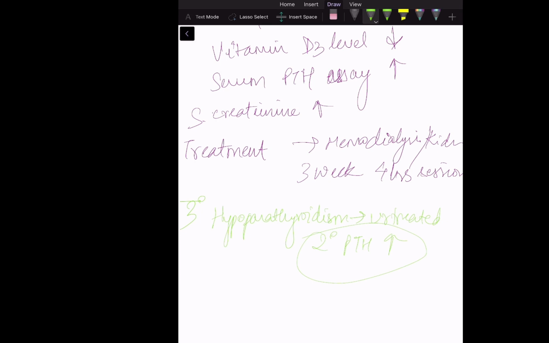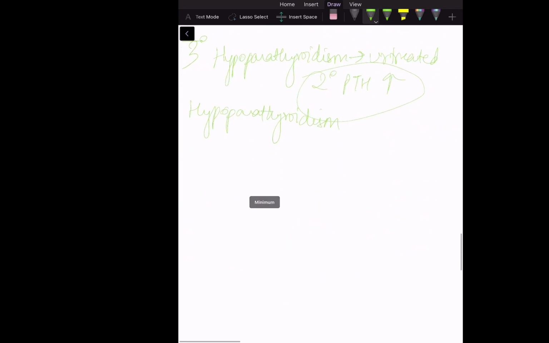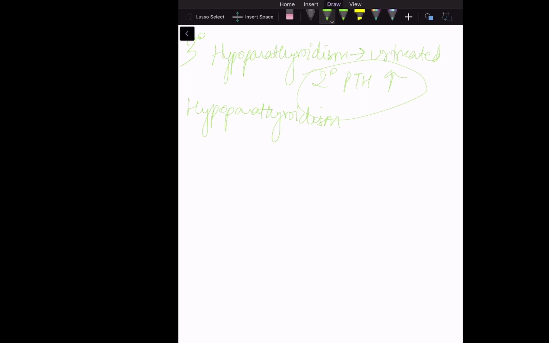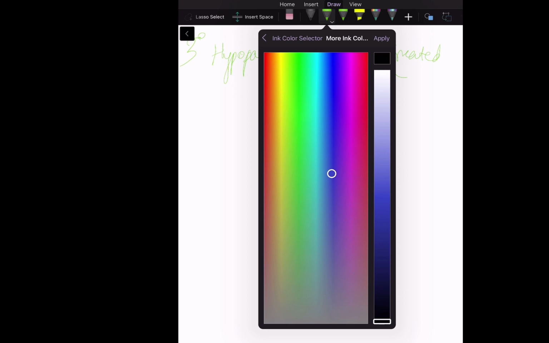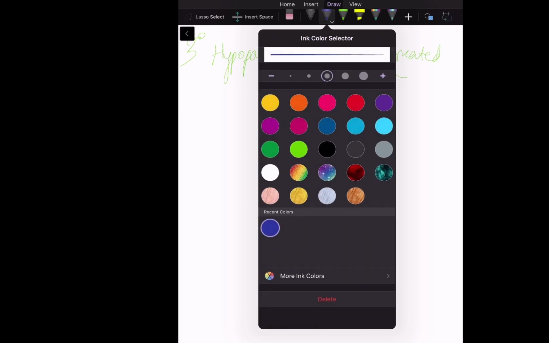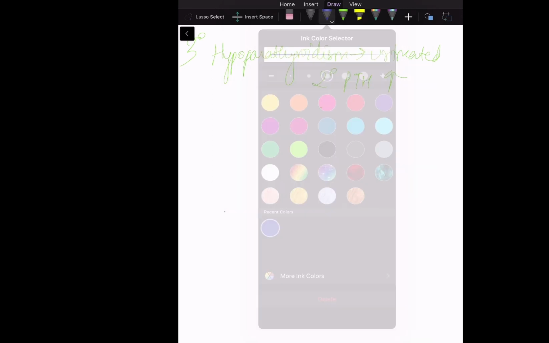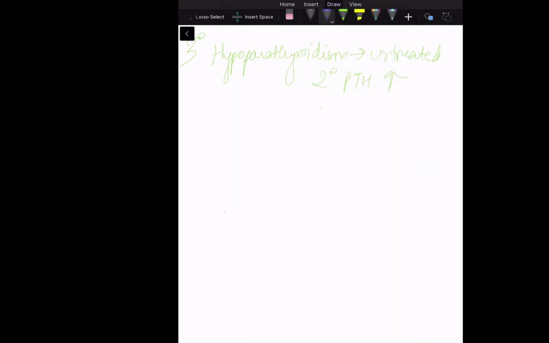I'm sorry about the noise. So yeah, what happens in this case is hypoparathyroidism. What is that? Actually, it's a different topic. Wait.